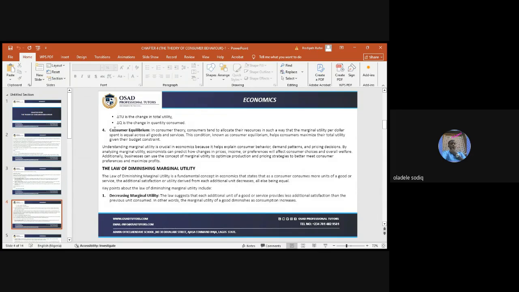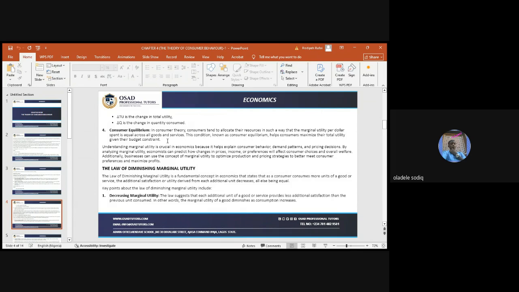So the next one is consumer equilibrium. What is consumer equilibrium? In consumer theory, consumers tend to allocate their resources in such a way that the marginal utility per dollar spent is equal across all goods and services. This condition, known as consumer equilibrium, helps consumers to maximize their total utility given their budget constraint.